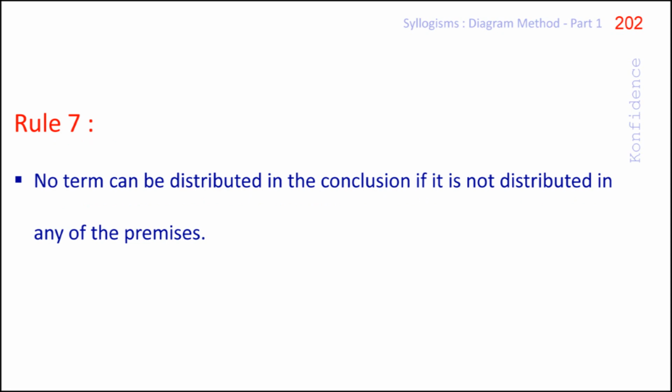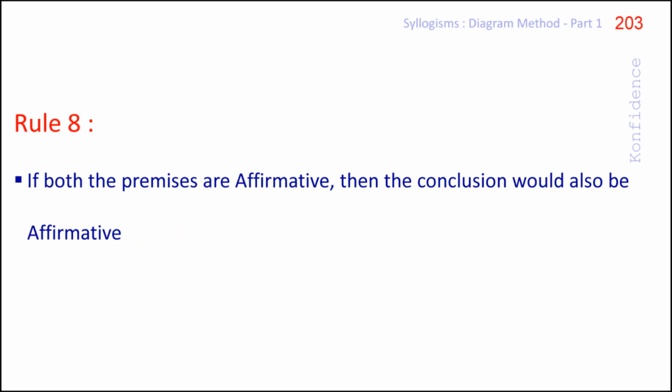No term can be distributed in the conclusion if it is not distributed in any of the premises. If both the premises are affirmative, then the conclusion would also be affirmative. What we have glanced through are the 8 rules of solving syllogism questions. You will find that they are quite simple and easy to remember once you learn to apply them.